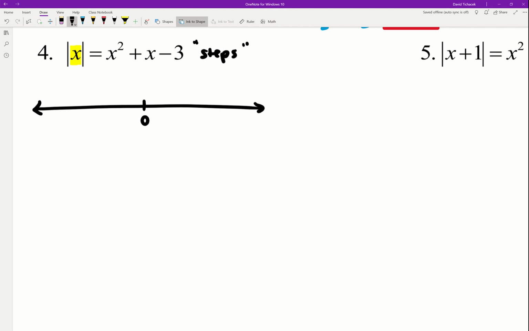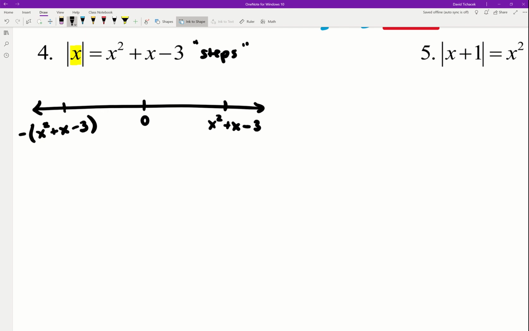And so if we were to go x squared plus x minus 3 steps to the right from 0, then we would land here in positive territory, and that would be just x squared plus x minus 3. Whatever that number is, that's where we would have landed. If we were to go to the left in that same number of steps, then we might land in negative territory, and where would we be? Well, we would be at whatever the negative version of this number was, okay? So we would be at whatever the negative version of x squared plus x minus 3 is.